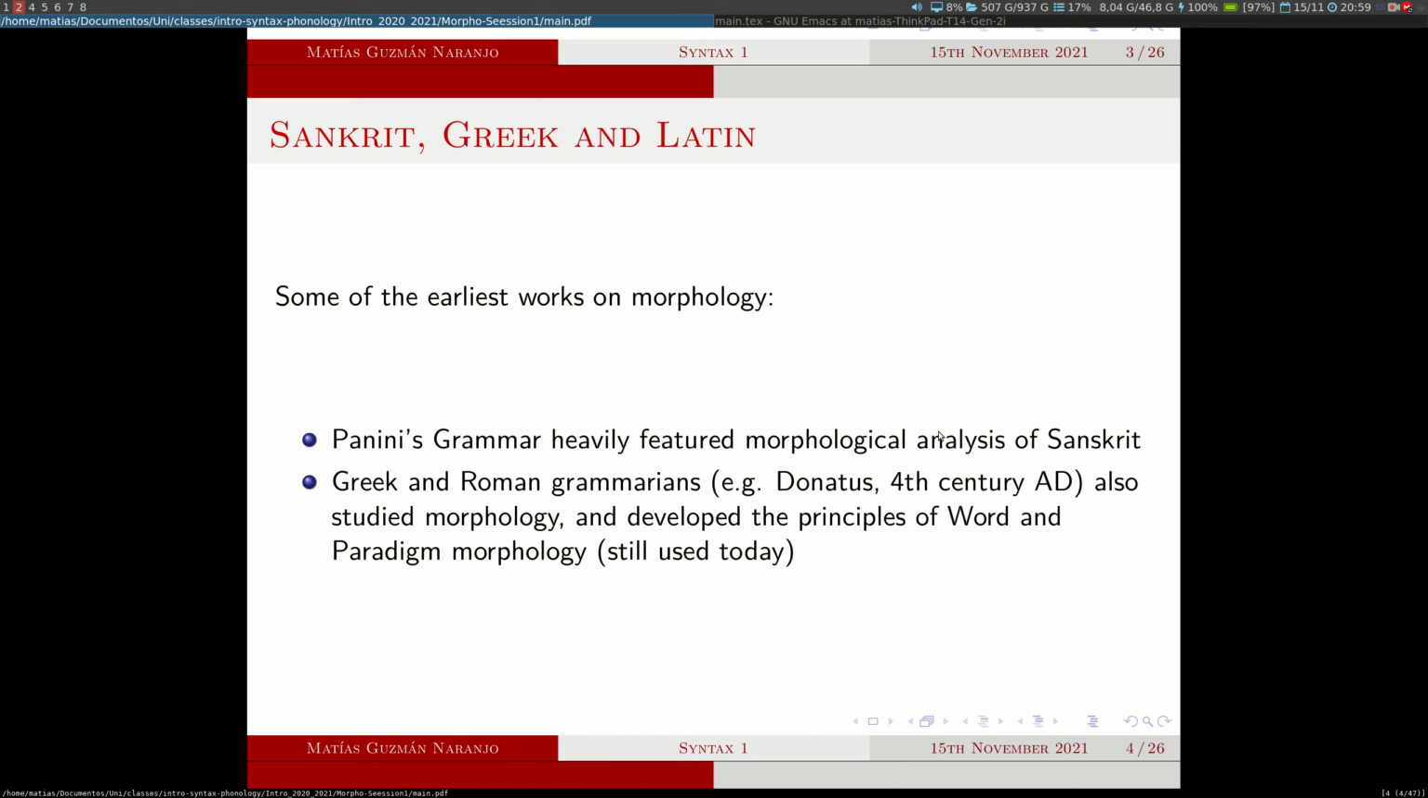This is not the only old text on morphology. I don't know if you've had some introduction to the history of linguistics. If you haven't, a very quick crash course on one person, Panini. He was an Indian grammarian, an Aryan grammarian. He wrote a grammar of Sanskrit with, I think, over 4,000 rules, all ordered.